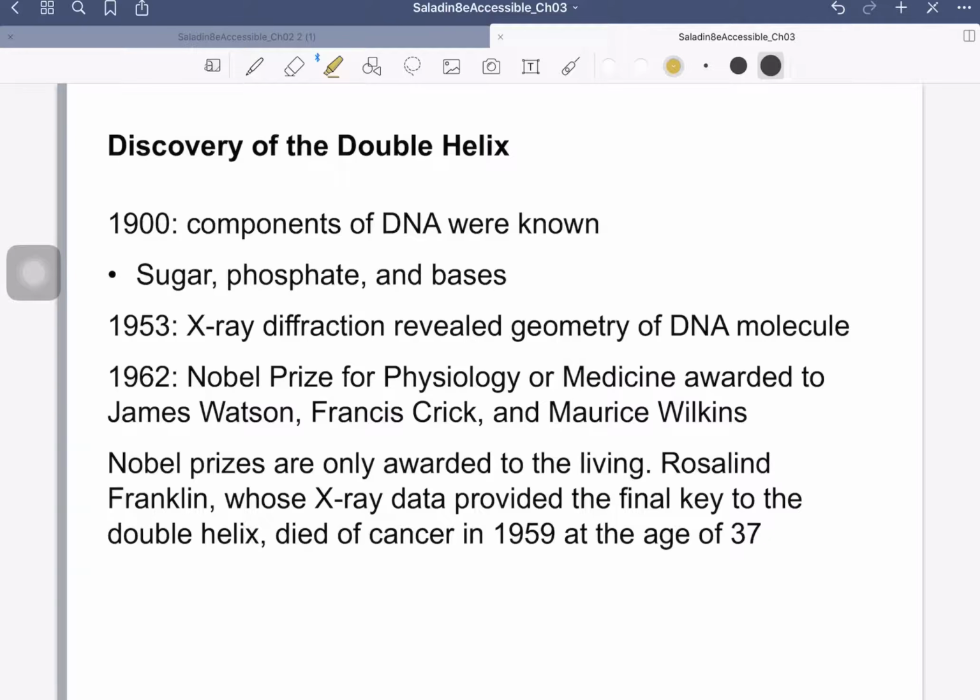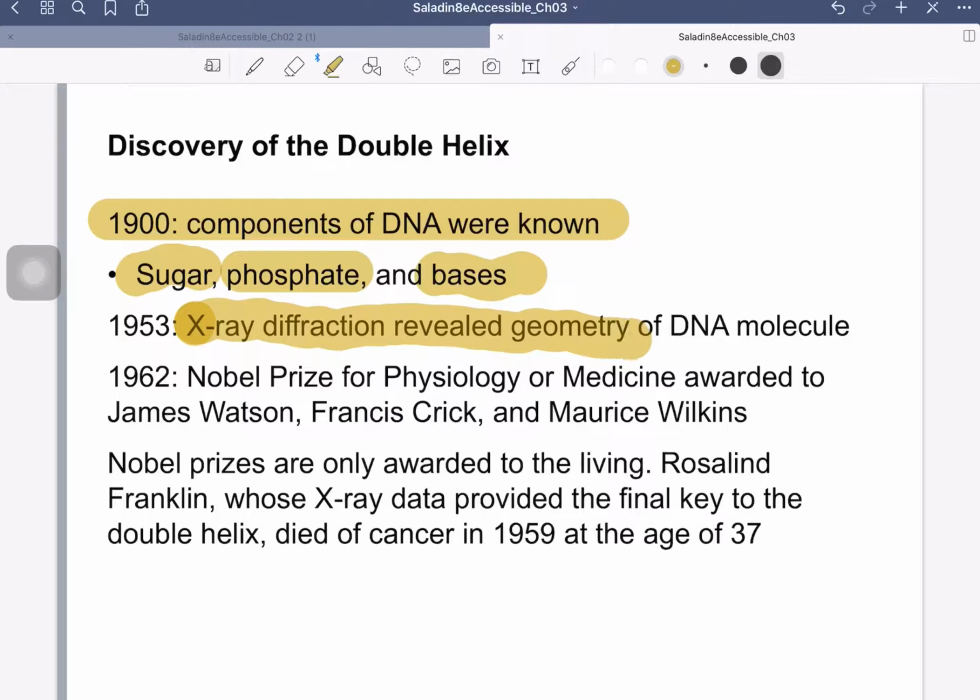Now, I'm not going to spend too much time here on the history. It's an absolutely fascinating story. But by 1900, they knew DNA. They didn't know it was a double helix. They weren't quite sure what it did, but they knew there was this molecule. And they knew that it contained sugars, phosphates, and also bases. And it wasn't until the 1950s, when they started to use a technique called X-ray diffraction, that it started to give some ideas as to what the shape was.